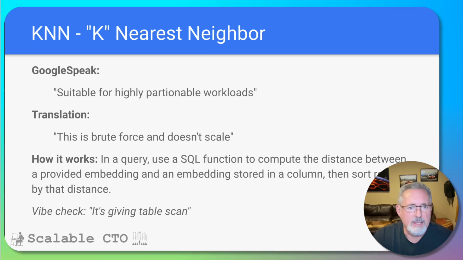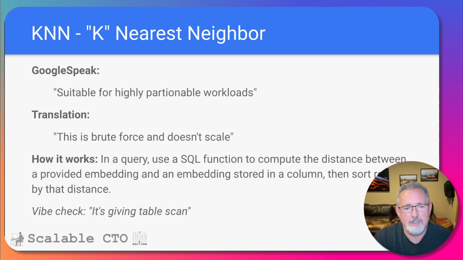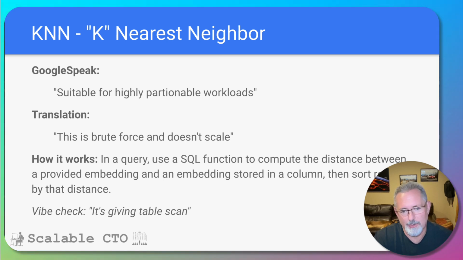So let's look at KNN first. KNN stands for K nearest neighbor, and the Google speak, which is the literal quote, is that it's suitable for highly partitionable workloads. So you think, what does that mean in English? Why would they phrase it that way? What it means in English is it's brute force and it doesn't scale. So when they say highly partitionable, they mean you can break your database into a small enough set of records that you can afford to brute force calculate the distance.